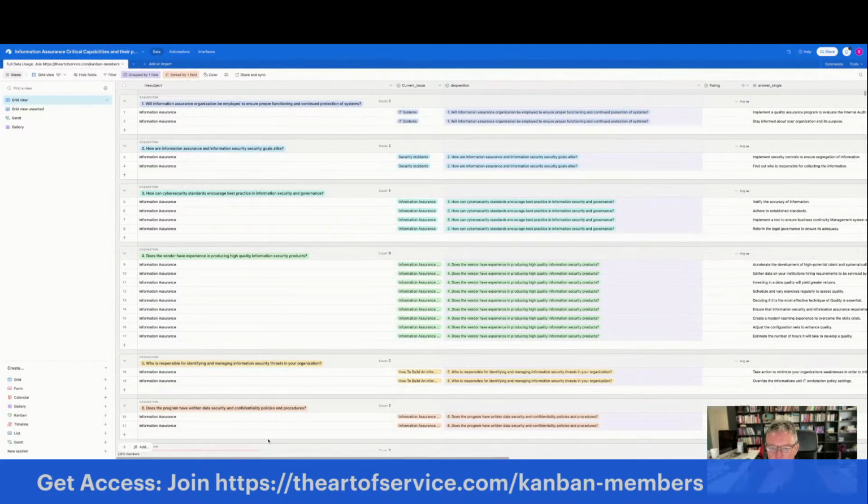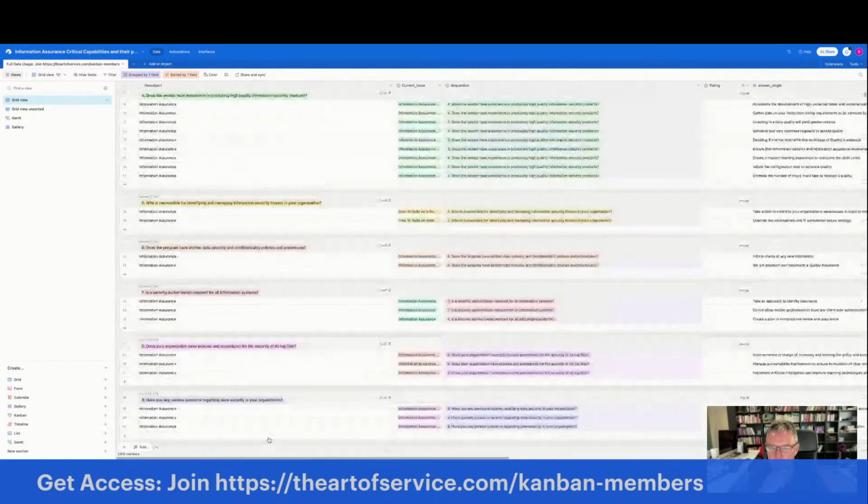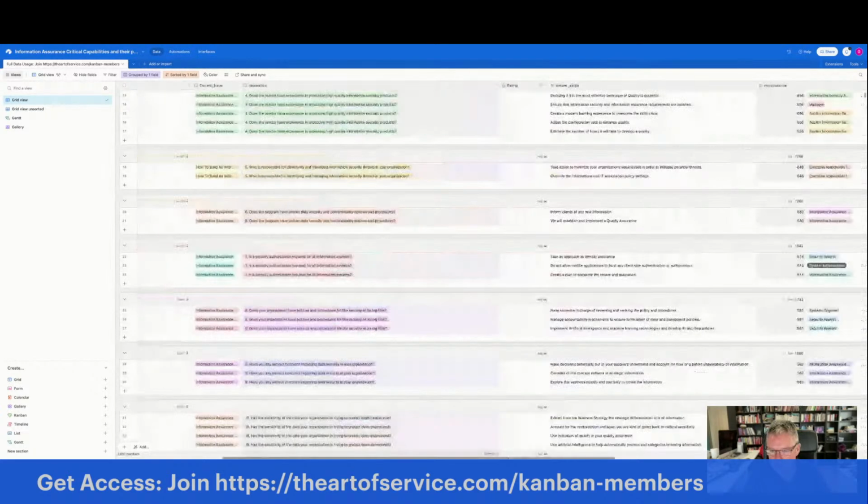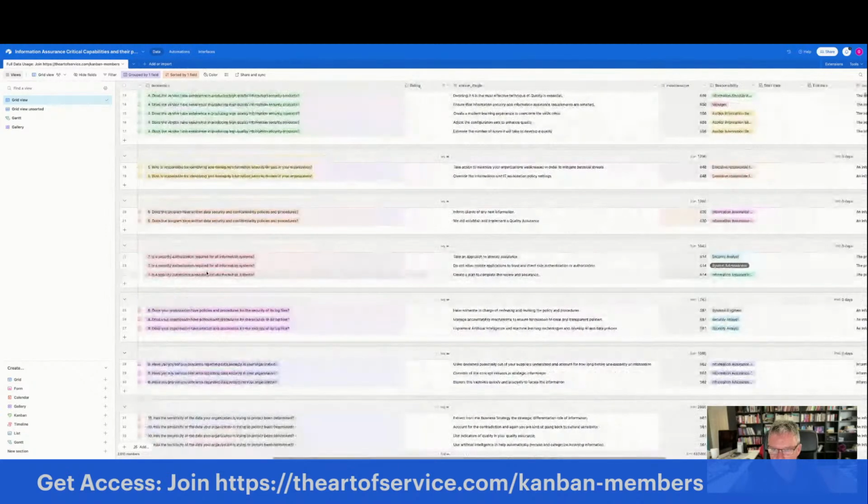So how would you use that? Simple, straightforward. Let's only do the top 7 questions. Question number 7, let's start there. Is a security authorization required for all information systems? Take an approach to identity assurance. Have we got that? We're working towards it in our organization. So what I'm doing here is rating the potential answers on a scale of 1 to 5. 1 is we have no idea, we haven't even thought about this, and 5, yes, we do this thoroughly, and this is front of our mind.